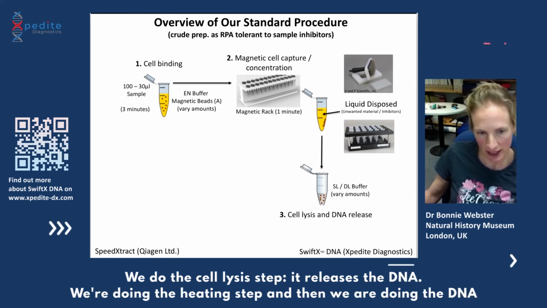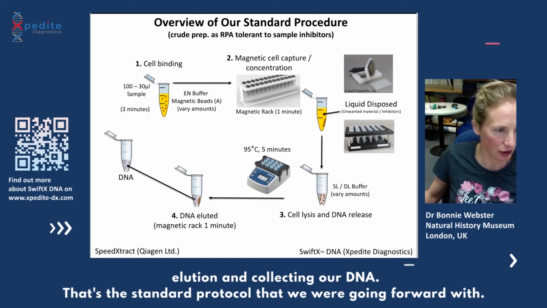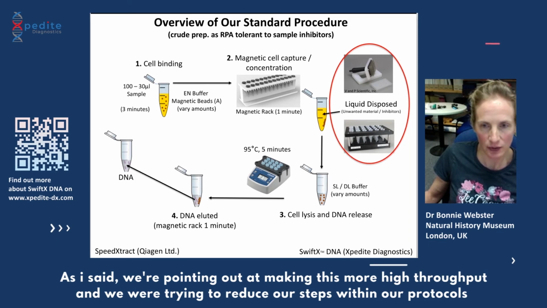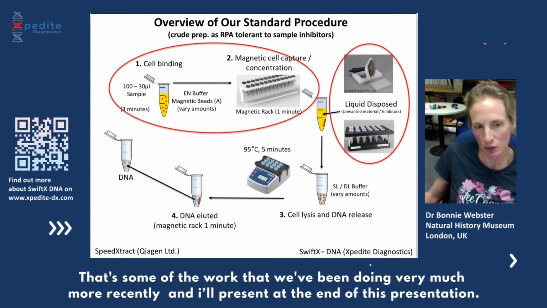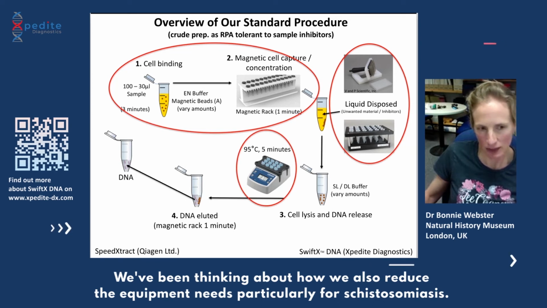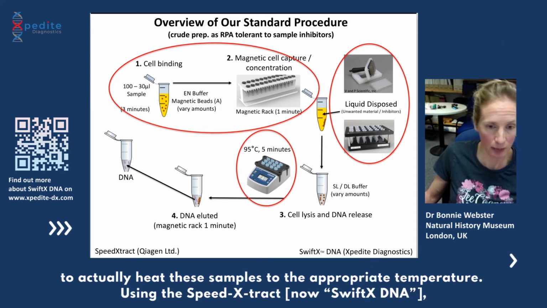So then we do the cell lysis step, which releases the DNA. We do the heating step, and then we do the DNA elution and collect our DNA. So that's the standard protocol that we were going forward with. Just as I said, we're looking at making this more high throughput, and also trying to reduce the steps within our protocols. That's some of the work that we've been doing more recently, and I'll present it at the end of this presentation. But we've also been thinking about how we reduce the equipment needs, particularly for schistosomiasis. We find that this heating step can sometimes be problematic if we don't have electricity, and also because of the time needed to heat these samples to the appropriate temperature.